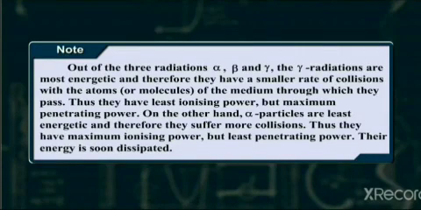Out of the three radiations, alpha, beta and gamma, the gamma radiations are more energetic and therefore they have a smaller rate of collisions with the atoms or molecules of the medium through which they pass. Thus they have least ionizing power but maximum penetrating power. On the other hand, alpha particles are least energetic and therefore they suffer more collisions. Thus they have maximum ionizing power but least penetrating power. Their energy is soon dissipated.